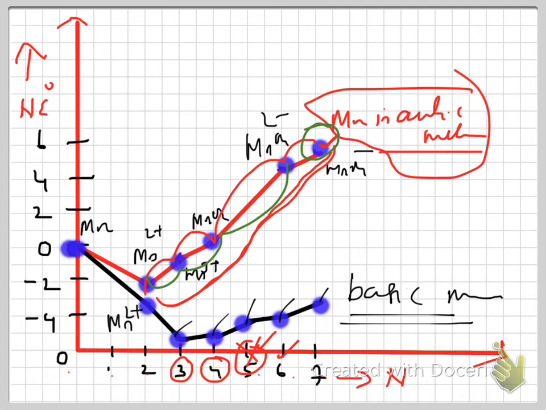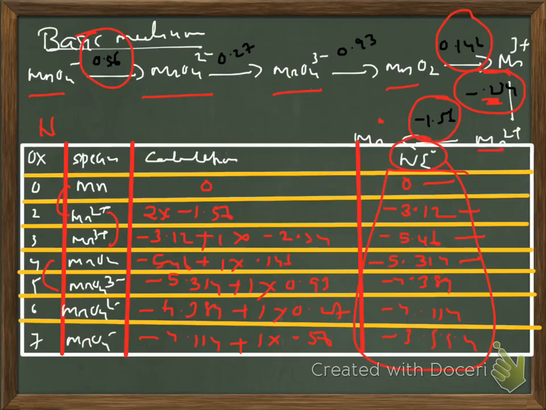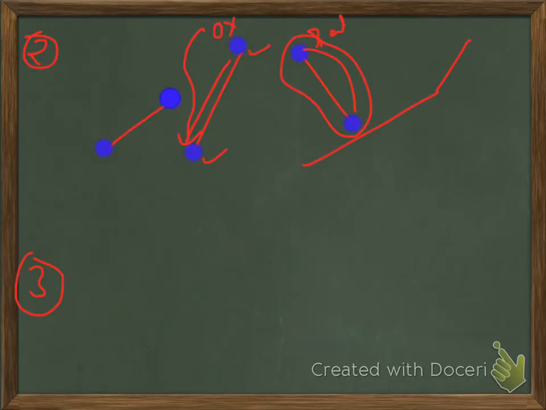In the same way, consider this line which has a negative slope. In this negative slope, manganese is here and manganese 2 plus is here. So, manganese will be a good reducing agent towards Mn2 plus. That is the point which we have cleared here. You have to write down the notes for these two lines also.